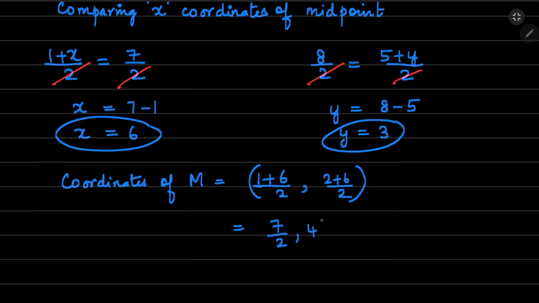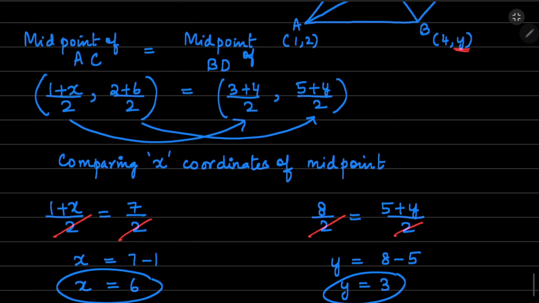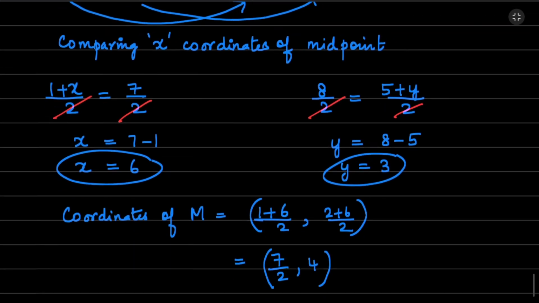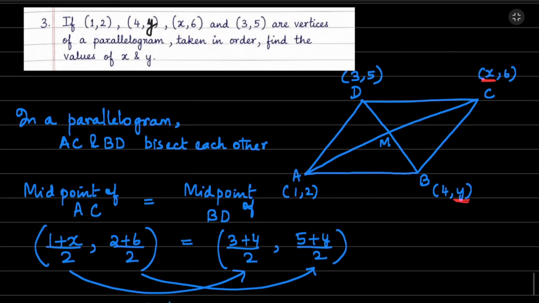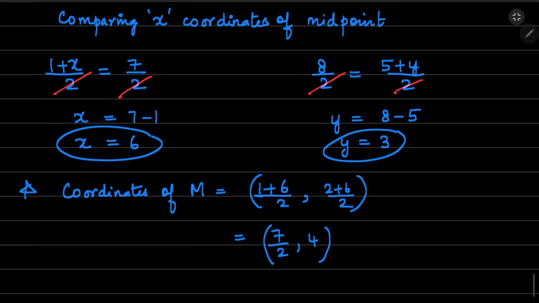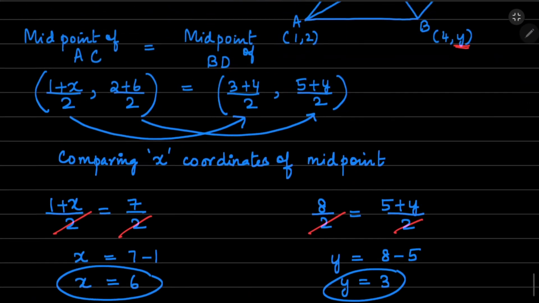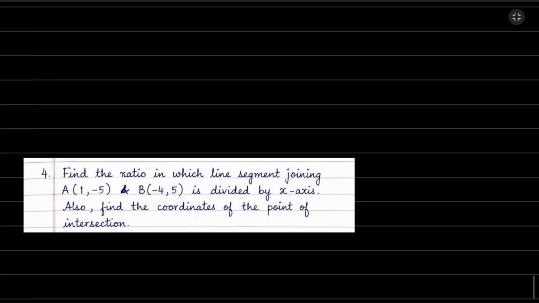8 by 2, which is 4. If you substitute y also, you'll be getting the same thing. Okay, 7 by 2, comma 4. This is not asked in the question, but in case you are asked to find the midpoint coordinates, you can just do this. Right? Let's move on to the next question.